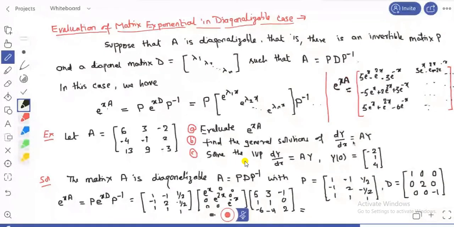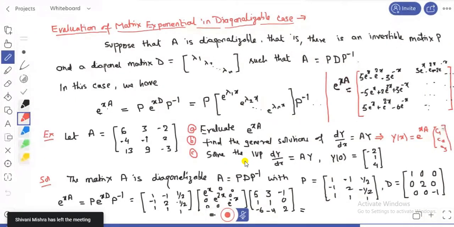Okay, then second one, find the general solution of this thing. So you know what is the general solution of this system of equations. The general solution is y(x), we have already given in yesterday's class. What is the general solution? This is e to the power xA, and say arbitrary constants are c1, c2, and c3. So this is the general solution.